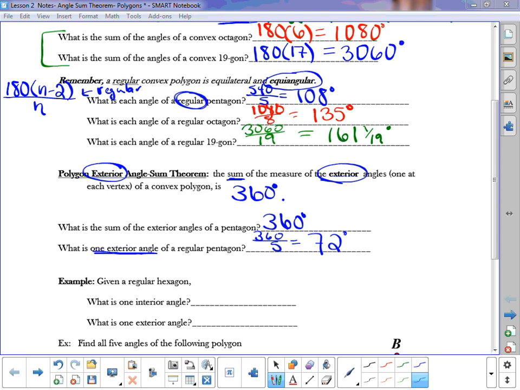Questions with that? Okay. So now we have, given a regular hexagon, you're going to do the same similar thing. So go ahead and do this next example here with a hexagon. Find the interior angle and an exterior angle. It is 6.